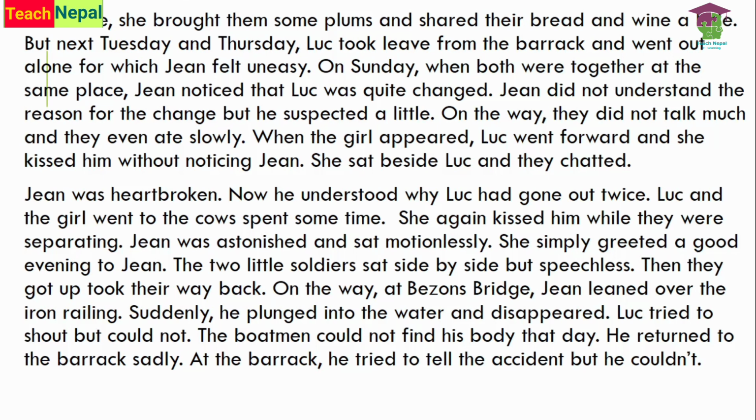Luke and the girl went to the cows and spent some time there, right? अब चाहिँ उसले गाई चराउन लिएर आएको हुन्थ्यो, काउलाई ग्रेज गर्नलाई, right? In that way, when both of them were there, she again kissed him while they were separating. It means these two, Luke and the milkmaid, they were in a relation, in a love, right? Jean was astonished and sat motionless. Astonished means surprised. He was somehow surprised, right? Because he also had some kind of feeling towards that girl. उसँग पनि उसलाई चाहिँ म पनि मन पराउँछु माया गर्छु भन्ने खालको फिलिङ्स भएको कारणले गर्दा चाहिँ he was surprised.